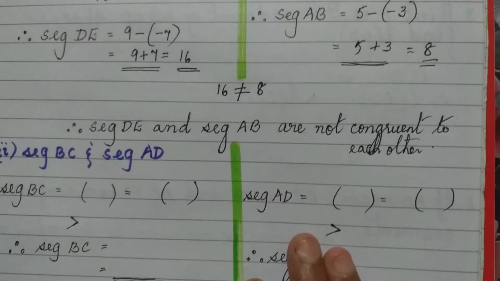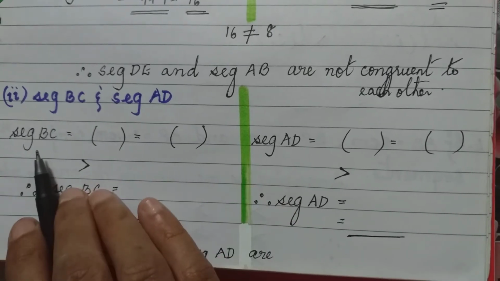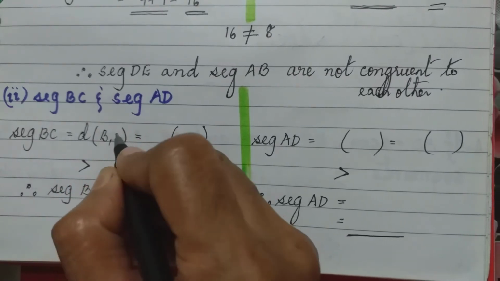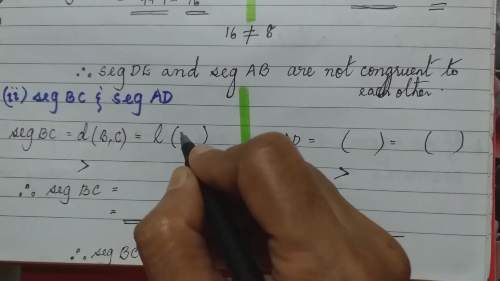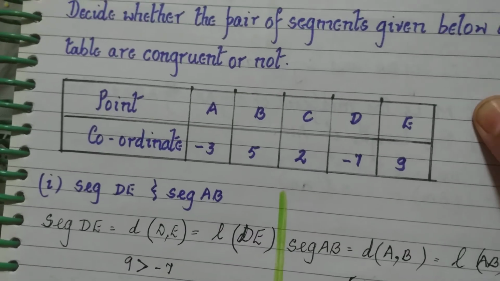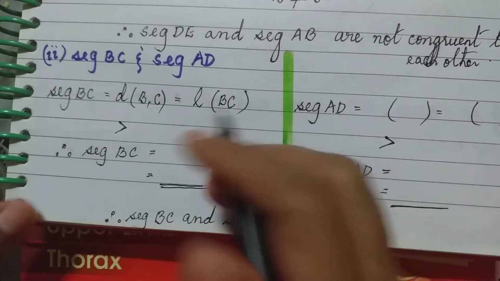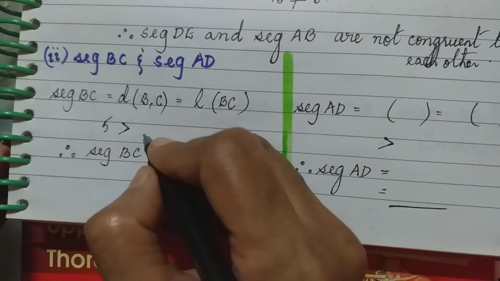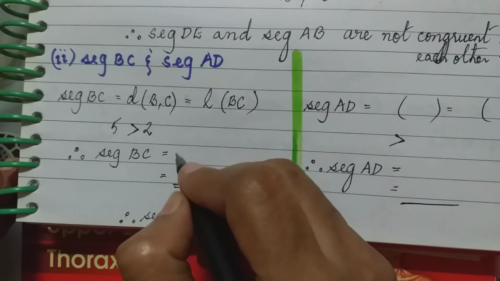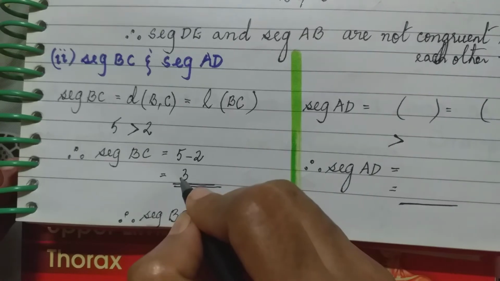Same way we do the next one. We have here segment BC and segment AD. Segment BC, to find it out, is the same as the distance between the points B and C, which is the same as the length of BC. Then we look at the coordinates of B and C. I have 5 and 2. I know 5 is greater than 2. So therefore I write here 5 greater than 2. Therefore segment BC is equal to 5 minus 2, which is equal to 3.